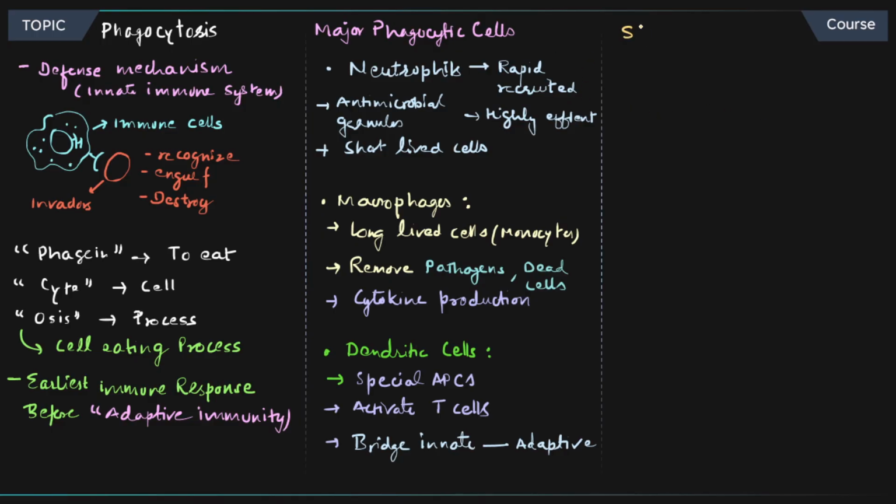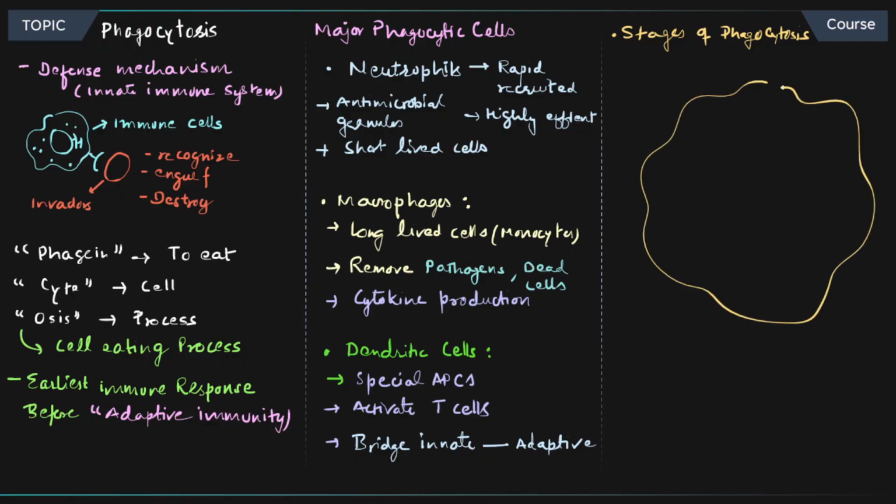Now let's talk about the stages of phagocytosis. What are the different stages? Let me show these stages using an illustration. Let's assume this is an immune cell, and right over here a receptor is going to interact with the pathogen. Let's assume this is a pathogen, and its surface antigen is interacting with the receptor present on the cell. So that will be the first step.